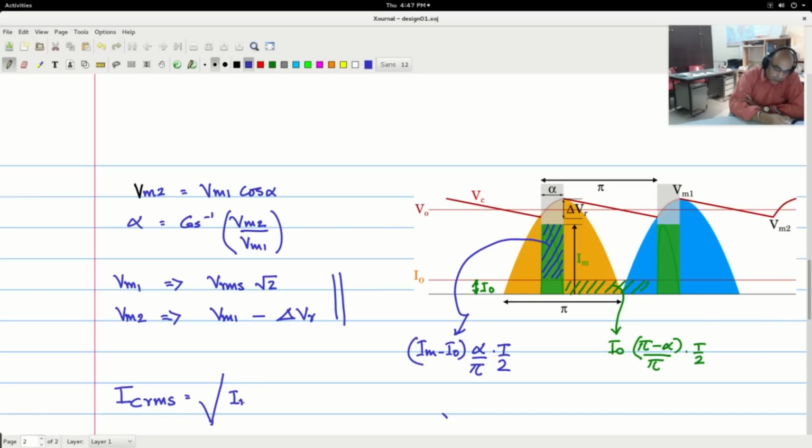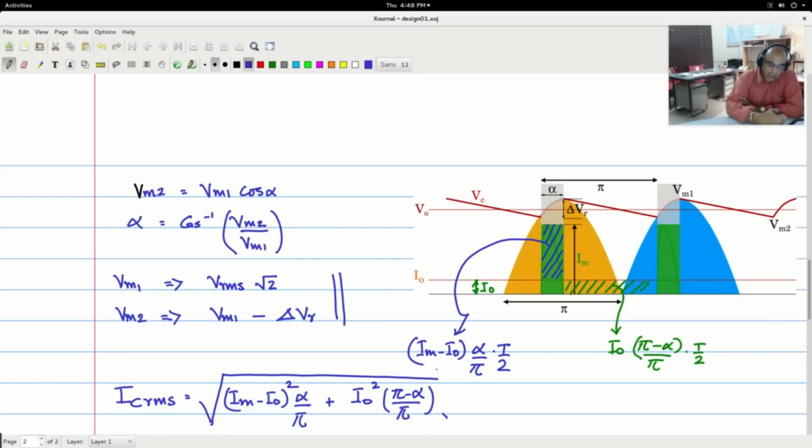So for the positive area, (Im − I₀)² with a duty cycle of α/π, plus I₀² times (π − α)/π, the whole thing in the root. So this would be the RMS value of the current that flows through the capacitance.